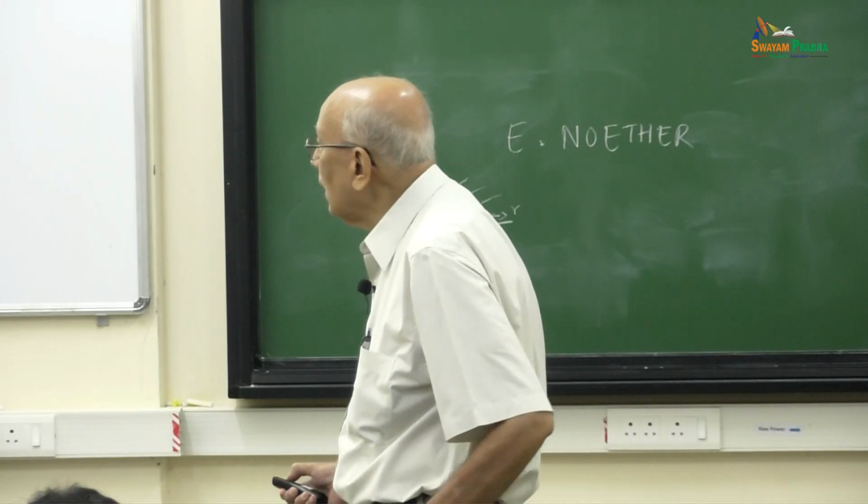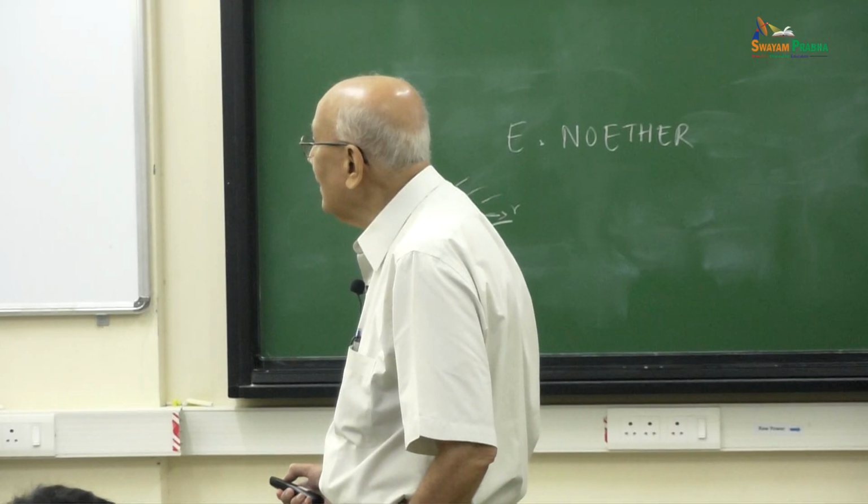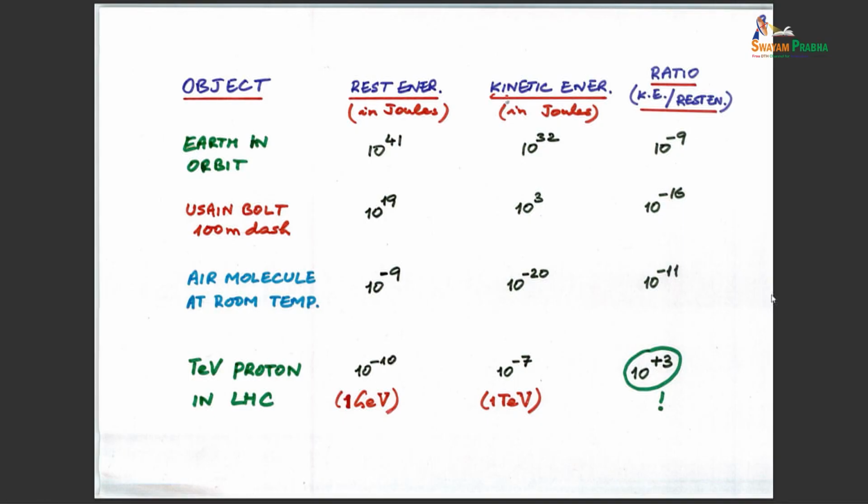If you look at Mr. Usain Bolt, who I understand has retired, he was doing the 100 meters in 10 seconds or less. His rest energy is 10 to the 19 joules, assuming a mass of some 60 or 70 kilos. His kinetic energy is 10 to the 3 joules, and the ratio is 10 to the minus 16. So he may be the fastest man alive, but he is essentially very, very non-relativistic. You don't have to apply relativistic corrections to his motion at all.